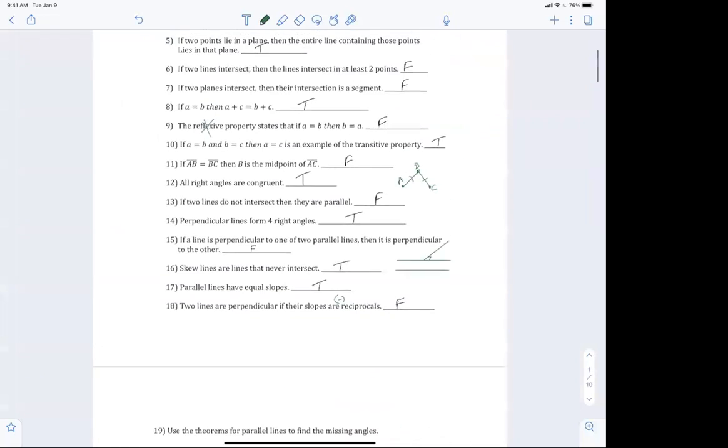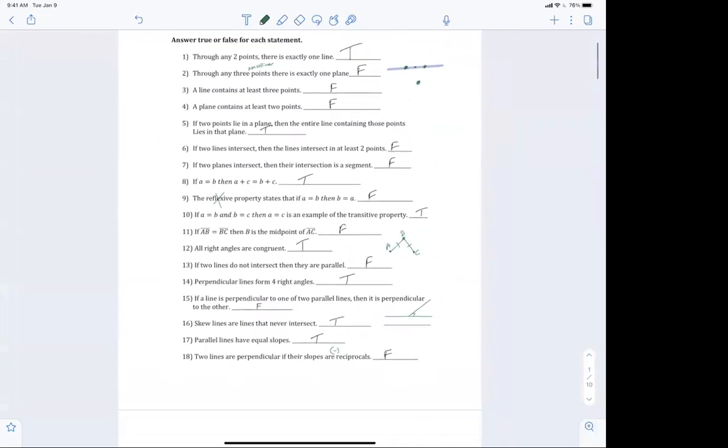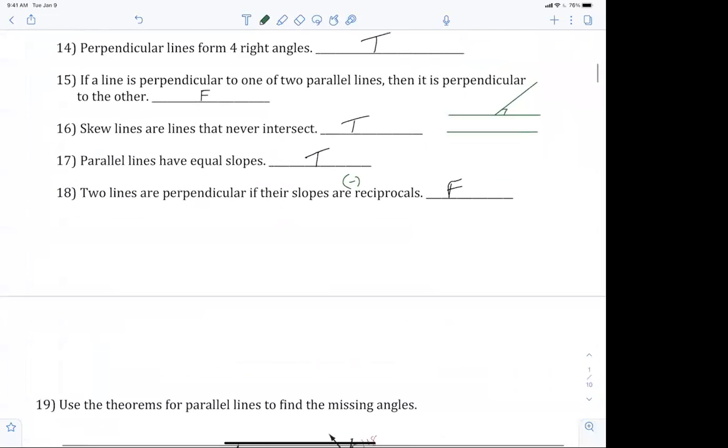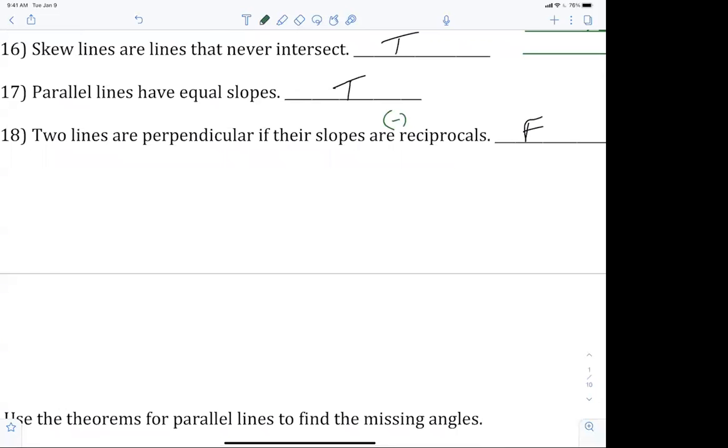Anybody else on 1 through 18? Those are sneaky, very tricky. I still don't understand number 18. Well, last year in algebra, we talked about writing the equations of perpendicular lines, and slopes were negative reciprocals. If I draw this line right here, and I draw this perpendicular, what's true about their slopes? They're negative reciprocals. So in order for two lines to be perpendicular, their slopes have to be negative reciprocals. That's just a fact.